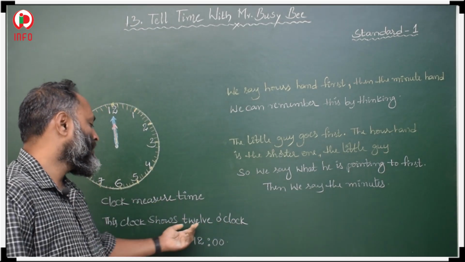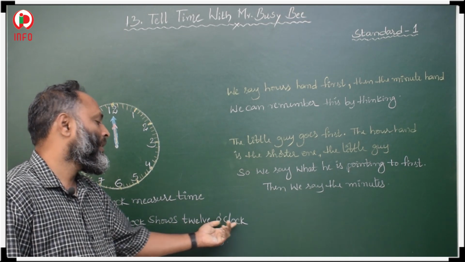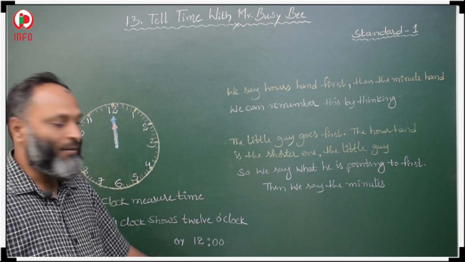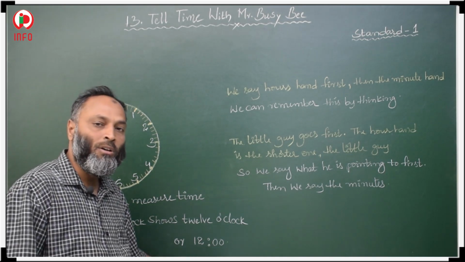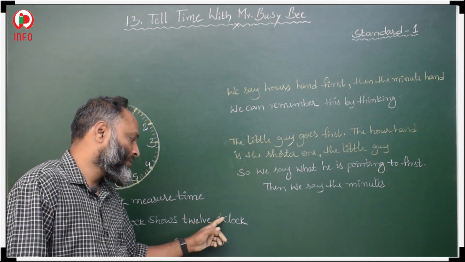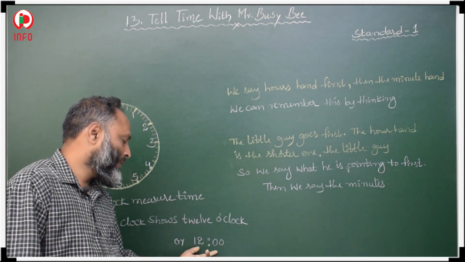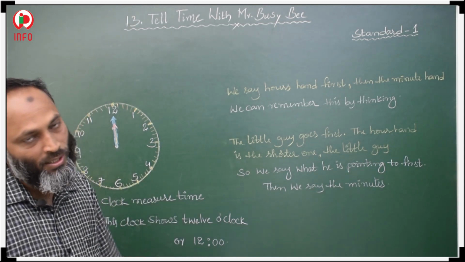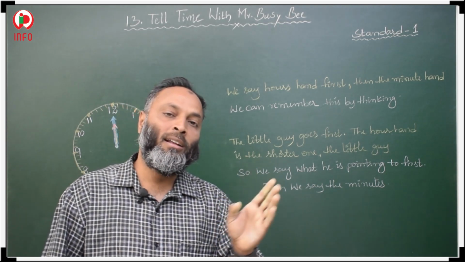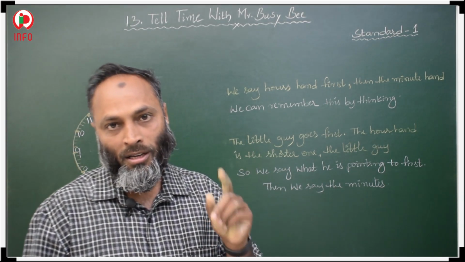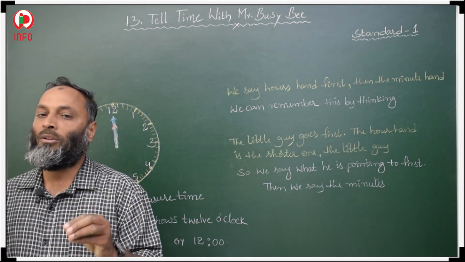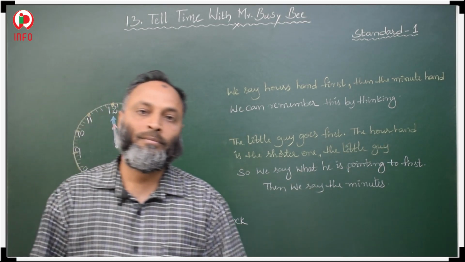In words, how to write 12 o'clock? In numerals, 12:00 means 12 o'clock. In words we write it like this: twelve o'clock. If both the short hand and the long hand of a clock are pointing at 12, then the time is 12 o'clock. Okay.